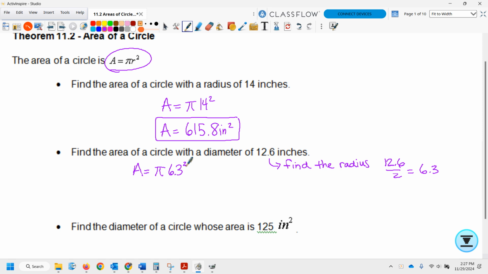Pi times 6.3 squared is 124.7 inches squared.